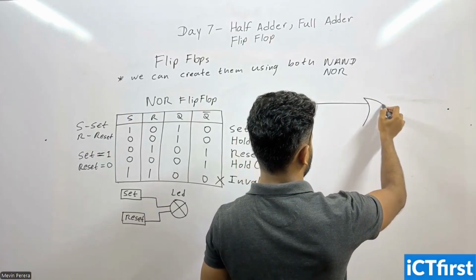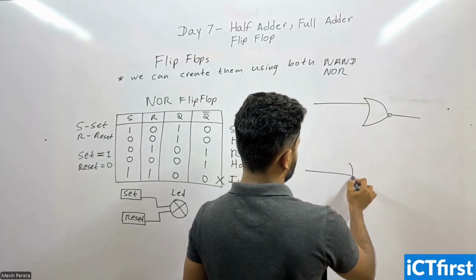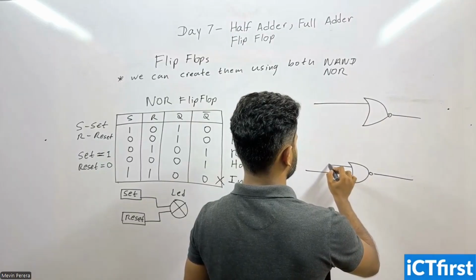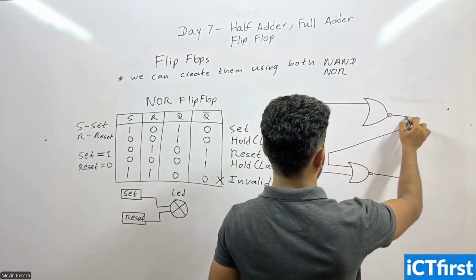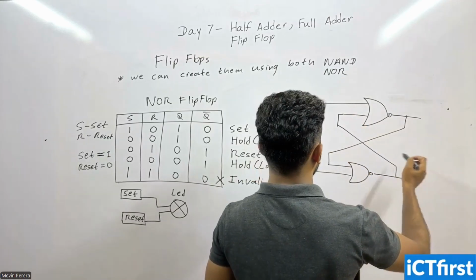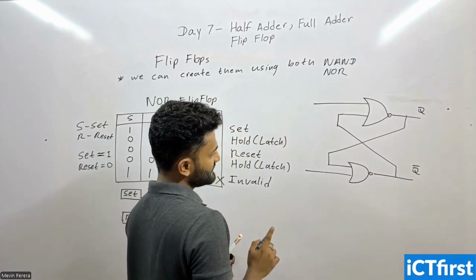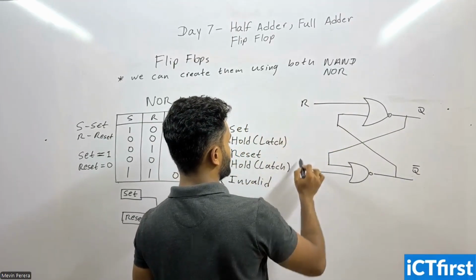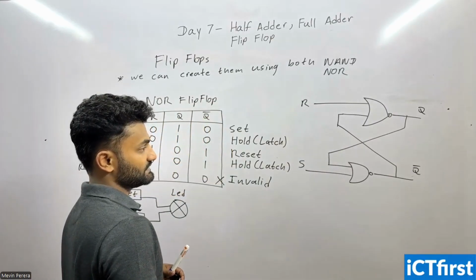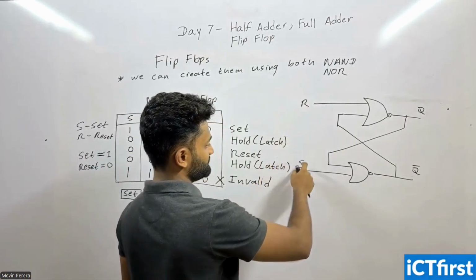So this is how we draw it, right? Then we get another one from here. We get Q and Q bar. Now, in this particular case, R should be on top and S should be on the bottom. When it comes to the NAND gate, it's the other way around. S is on top and R should be on the bottom.